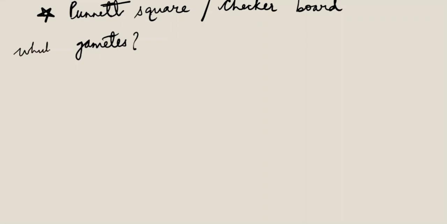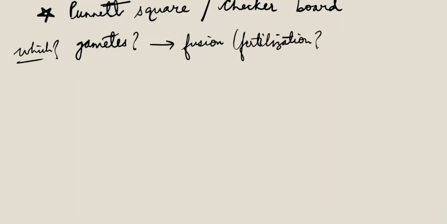Okay, which gametes will fuse? Then after fusion, what happens? After fertilization, which types of organisms will you get? All this you can see in the diagrammatic representation.